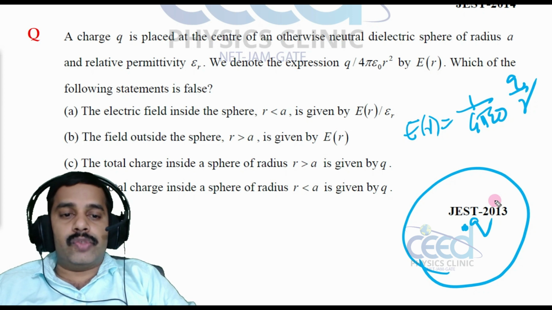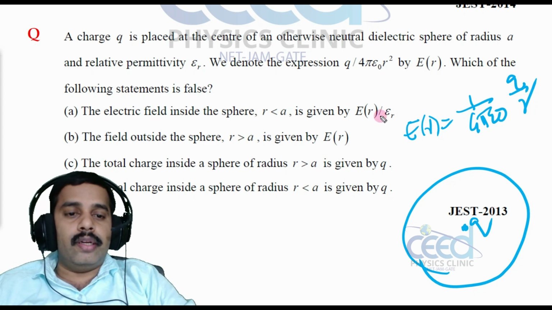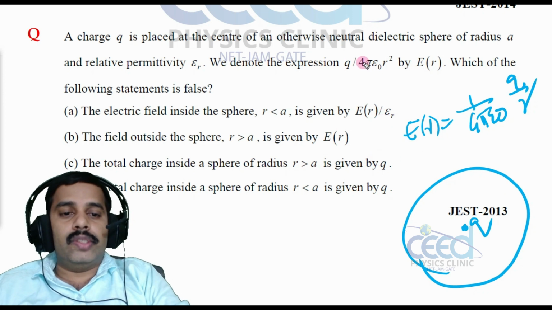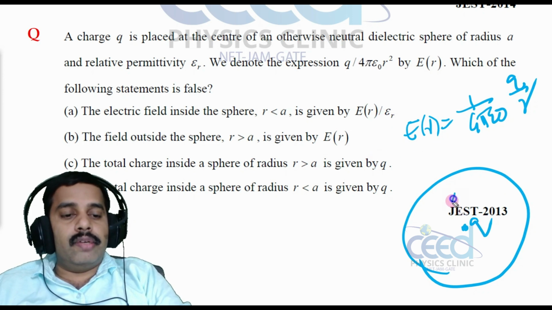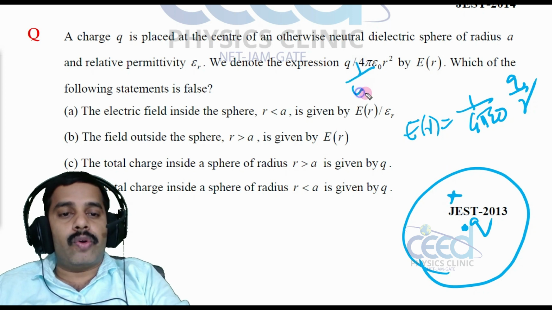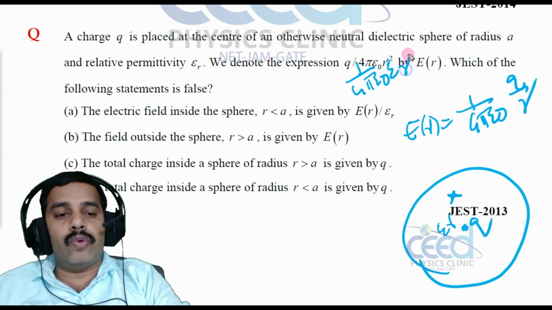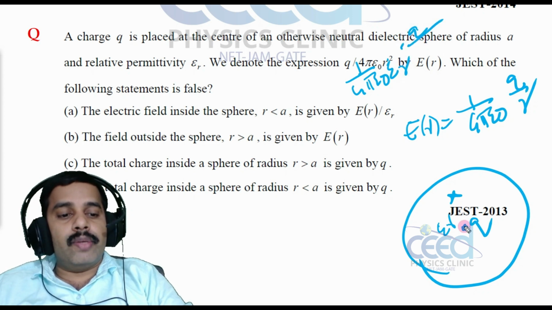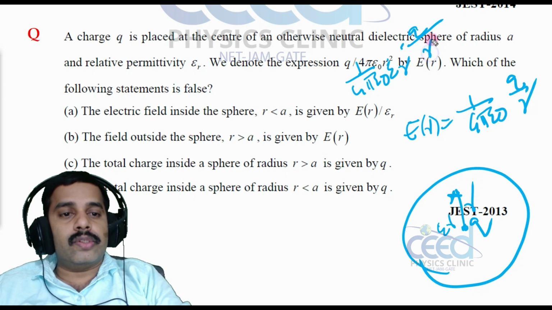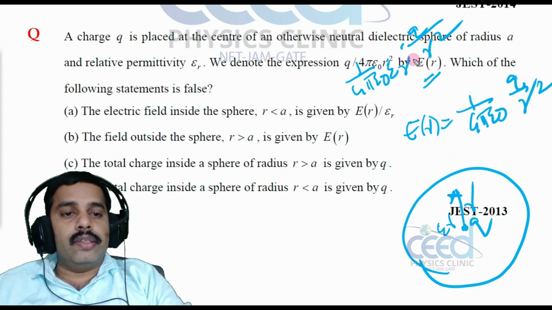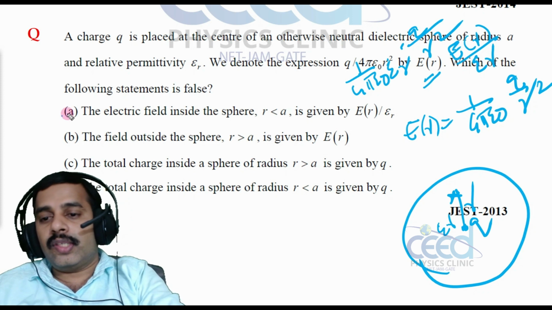The electric field inside the sphere is given by 1 by epsilon r times E of r. If I find the field at a point inside, it is 1 by 4 pi epsilon 0 epsilon r into q by r square, since it is a dielectric sphere with dielectric constant epsilon r. E of r is 1 by 4 pi epsilon 0 q by r square, so we can write this as E of r divided by epsilon r. So this is correct.